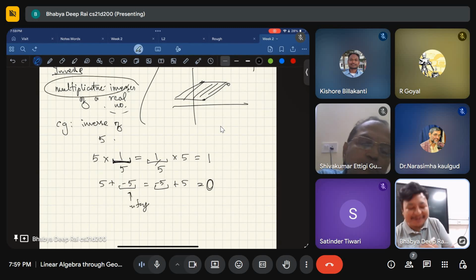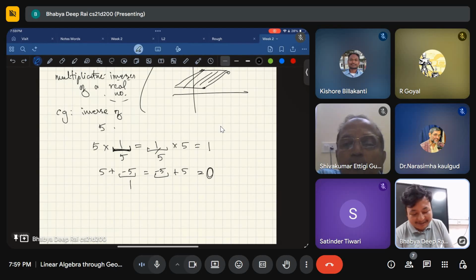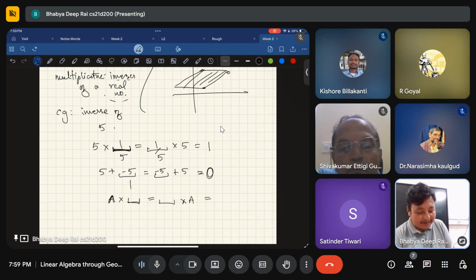But integers don't have multiplicative inverses, because 1 by 5 is not an integer. Anyway, now what is an inverse of a matrix? Inverse of a matrix simply means that on multiplying A with another matrix in either direction, I should be able to get identity, which is I, the multiplicative identity.